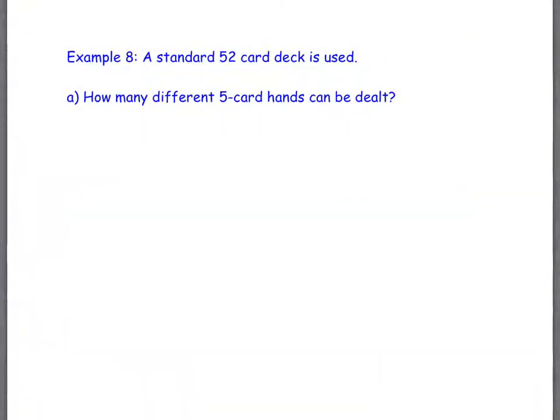All right, the next thing we're going to do is look at a standard deck of cards. So a standard deck of 52 cards, we're going to look first at how many different 5-card hands you could be dealt. So think with me now, again, permutation, combination. Does the order matter when you're dealt a hand of cards?